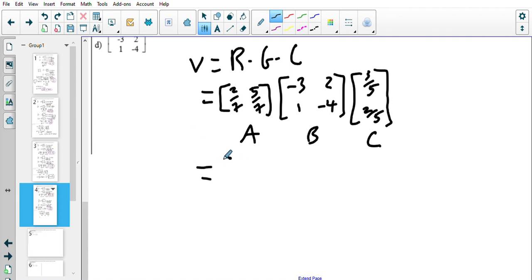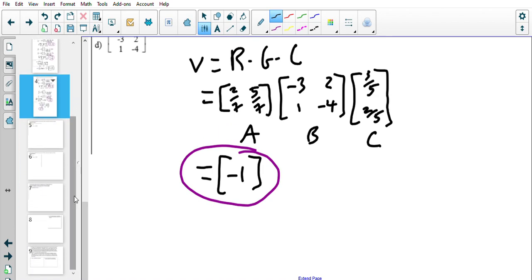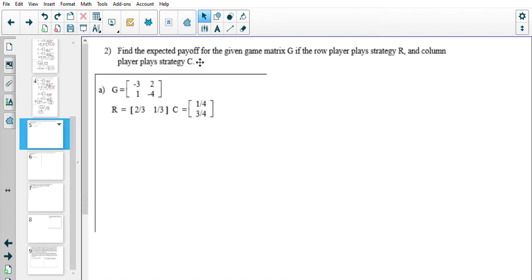And I get a value of negative 1. So that is the value of the game, negative 1. So it's a loss for the row player, with both players playing their optimal strategy. Okay, so that's the 4 parts of number 1. Moving on to number 2.